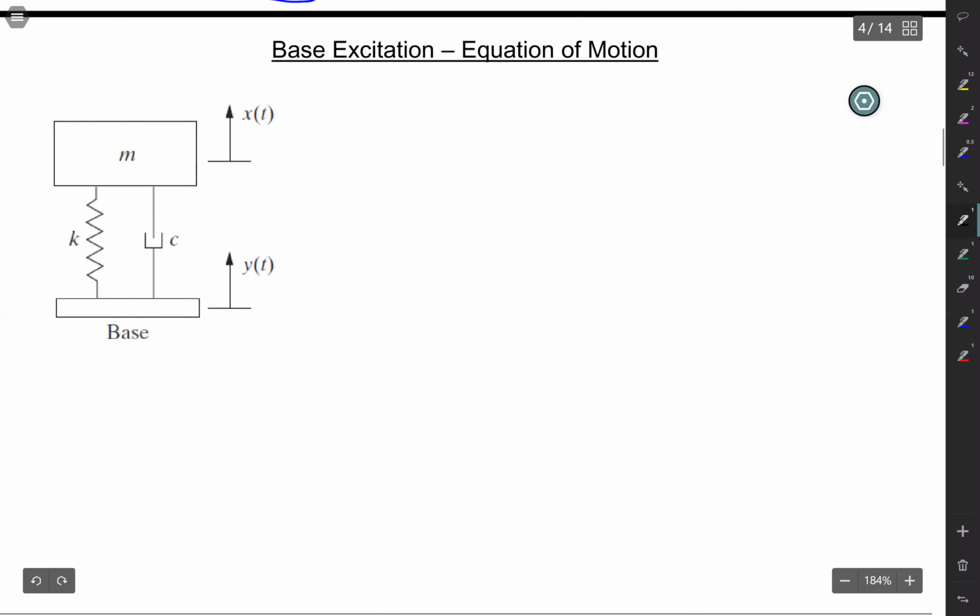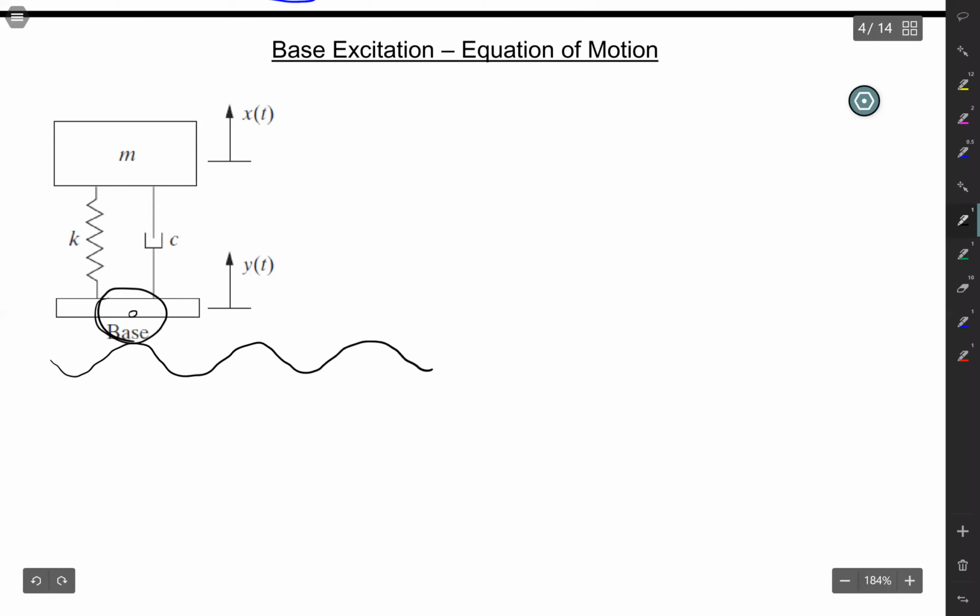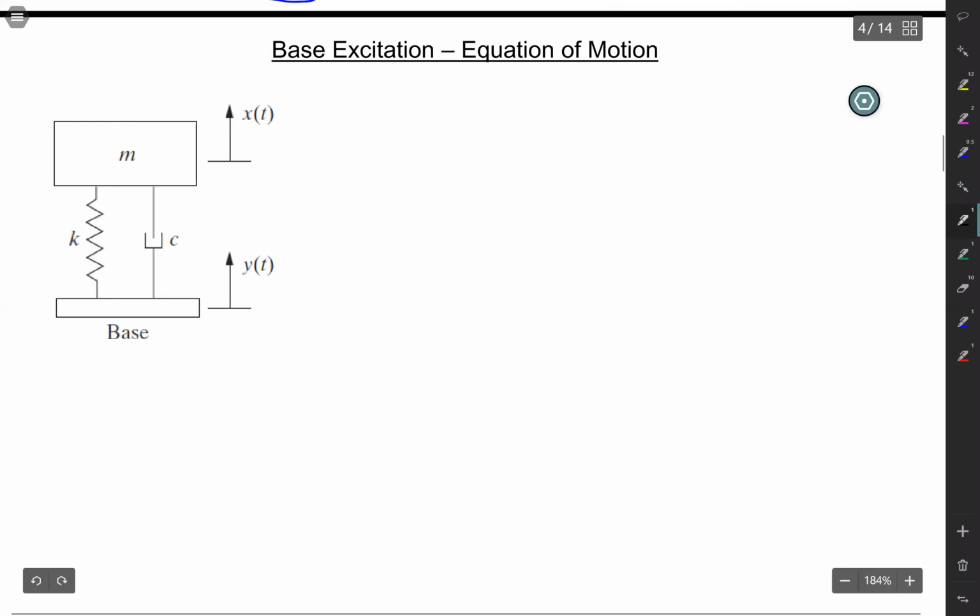One typical example is called base excitation. When you drive a car, you can assume this big mass is your car chassis, and the base is your tire. So when your tire is hitting a really bumpy road, in this case a very special one, a harmonic or sinusoidal road, you want to investigate how a passenger sitting on top of these seats feels when it hits a bumpy road. That's why base excitation is very common in practice.